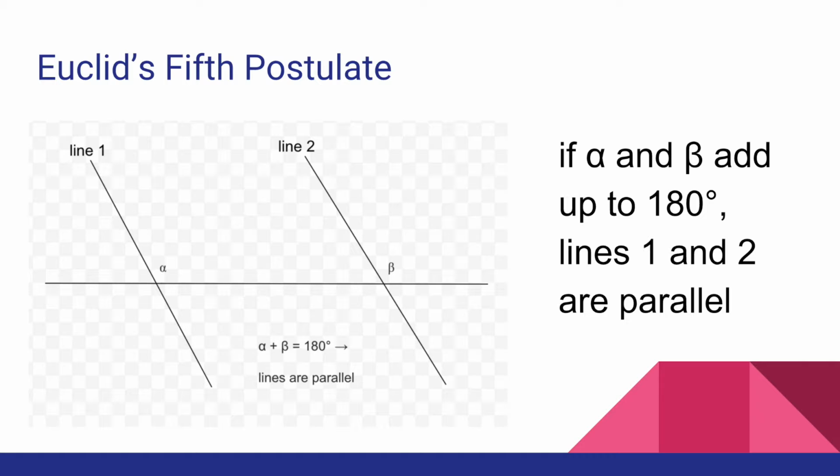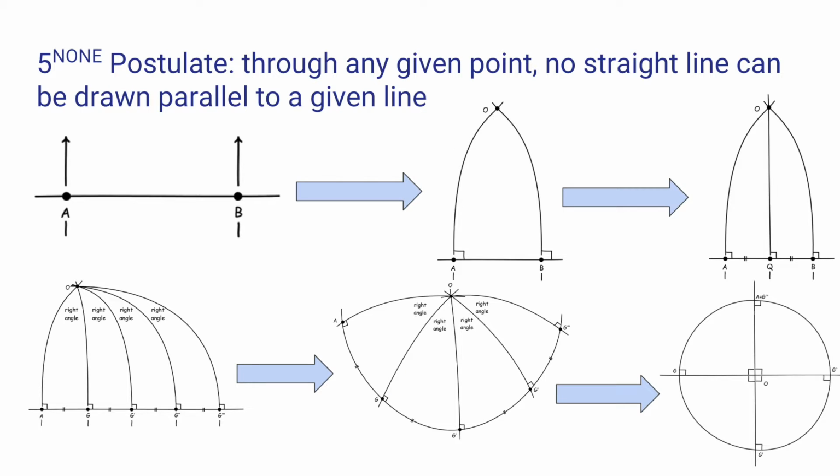Many alternative formulations to this postulate were created to provide a simpler explanation. One reformulation, stated by Playfair, a mathematician, was, through any given point can be drawn exactly one straight line parallel to a given line. To disprove Euclid's postulate, an alternative postulate called five none was created. Five none was defined as, through any given point, no straight lines can be drawn parallel to a given line. If the alternative postulate could be proved, then the reformulation could be disproved. Thus, Euclid's fifth postulate could be disproved.